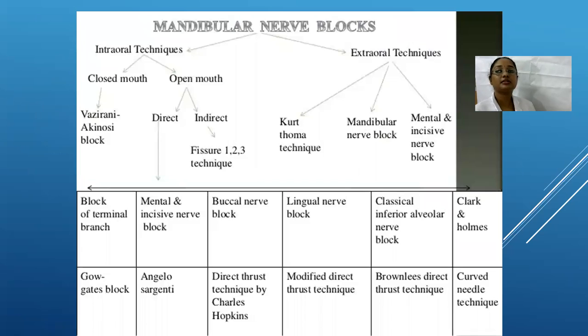Then coming to the main blocks of the mandibular nerve, there are the intraoral technique and the extraoral technique. The intraoral technique has the closed mouth technique and the open mouth technique. Intraorally, the closed mouth technique is Vazirani-Akinosi, and the open mouth techniques are Fisher's 1-2-3 technique, the indirect technique, and the direct inferior alveolar nerve technique. Then the extraoral technique includes the Gow-Gates technique and mandibular nerve block, mental and incisive nerve blocks.